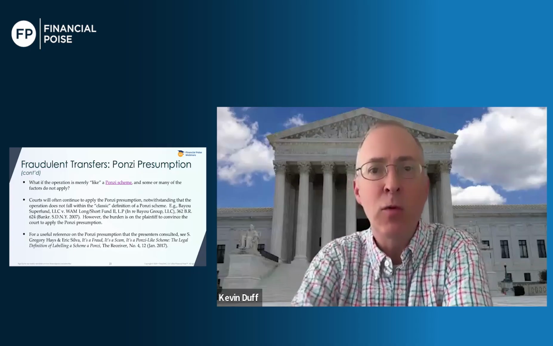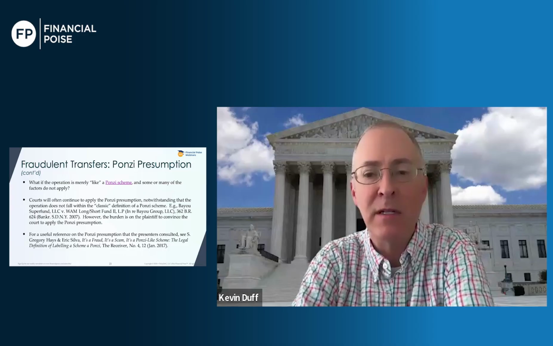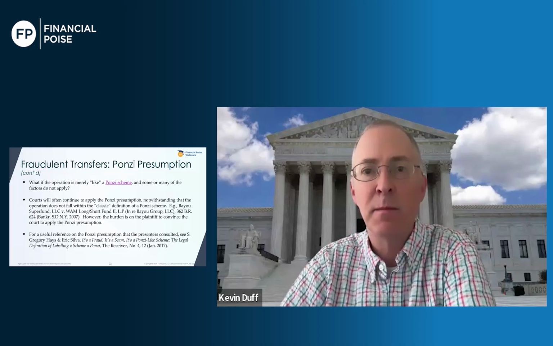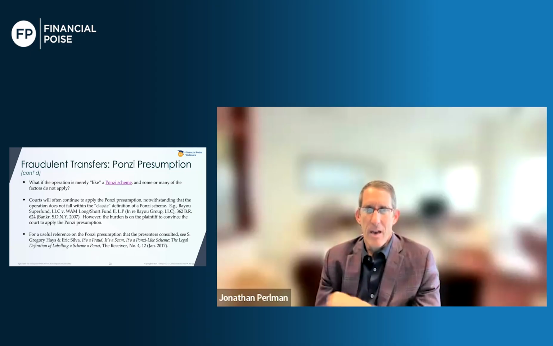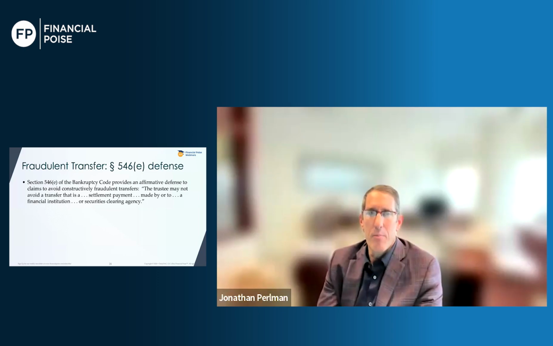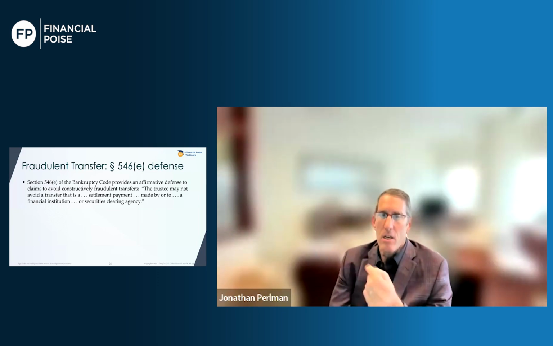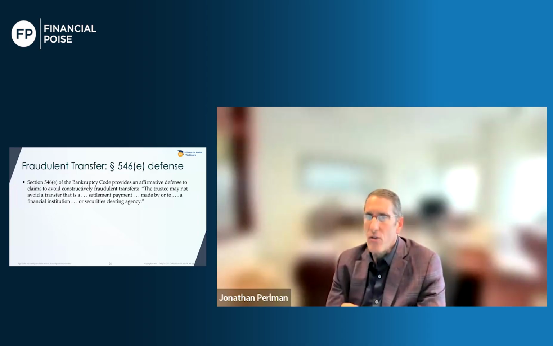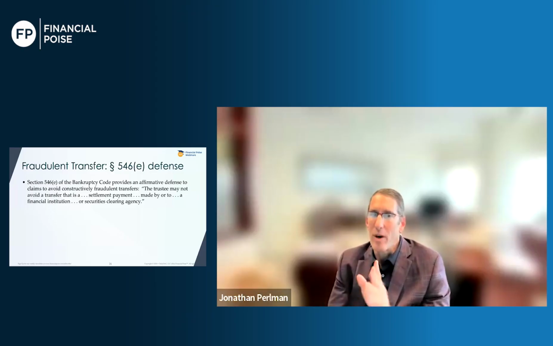So Jonathan, can you explain the settlement payment defense to a constructively fraudulent transfer under Section 546(e)? Sure. Kevin's reference to 546(e) is the bankruptcy code. And in the bankruptcy code itself, that provision provides that the trustee, because in bankruptcy you have a trustee instead of a receiver, may not avoid a transfer that is a settlement payment made by or to a financial institution or a securities clearing agency.